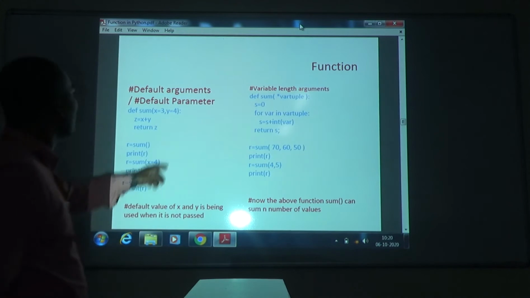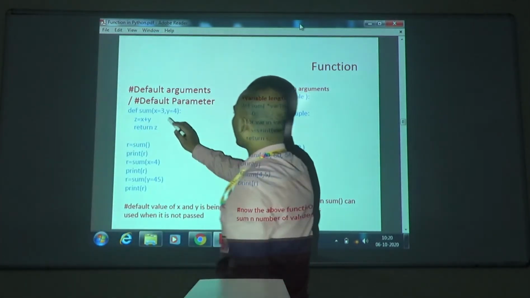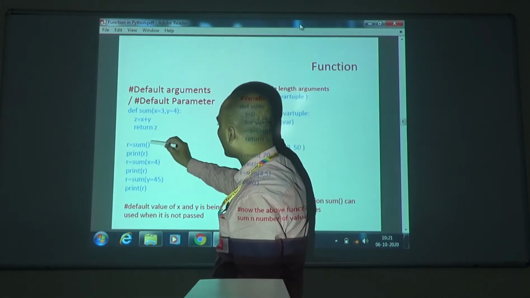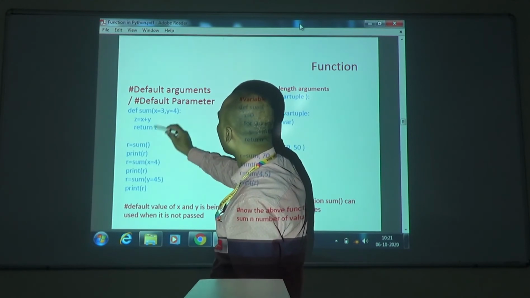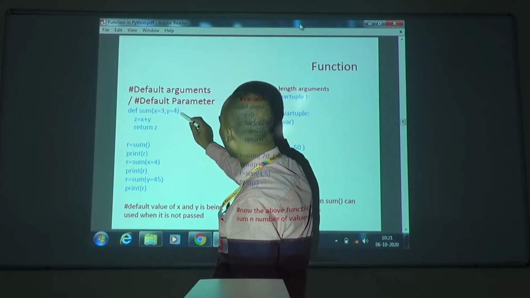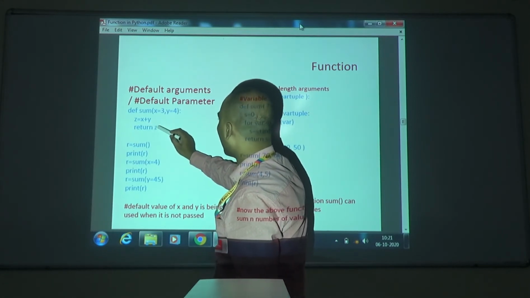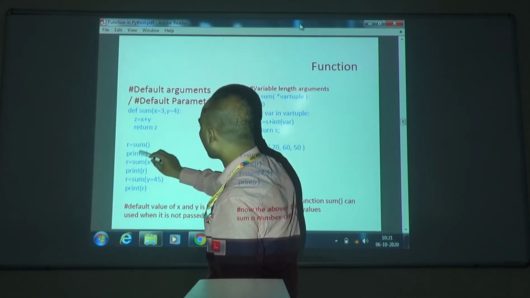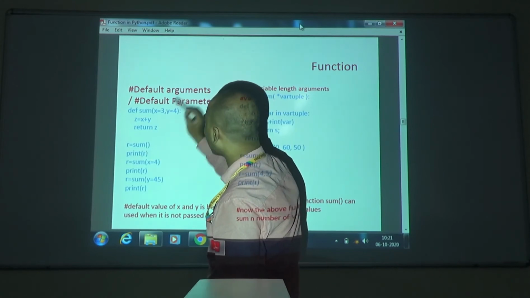Now coming to default arguments or default parameters. These are the values which have been passed as x equals 3, y equals 4. So now r goes to sum, and sum will call exactly x equals 3, y equals 4. That means z equals 3 plus 4, 7. It will return 7, and 7 is stored in r. Okay, now r equals sum, print r. That means sum is 7. So print r is 7.